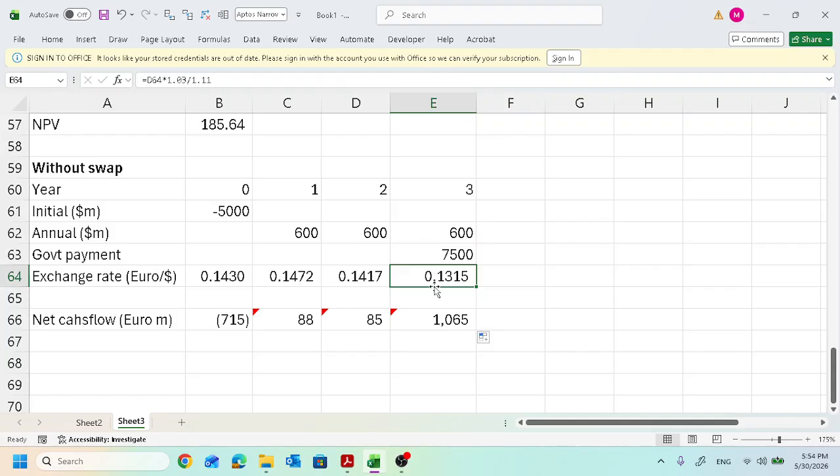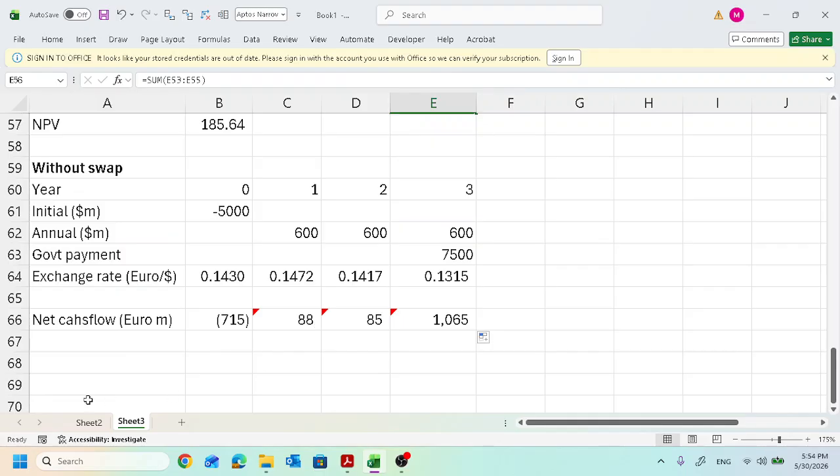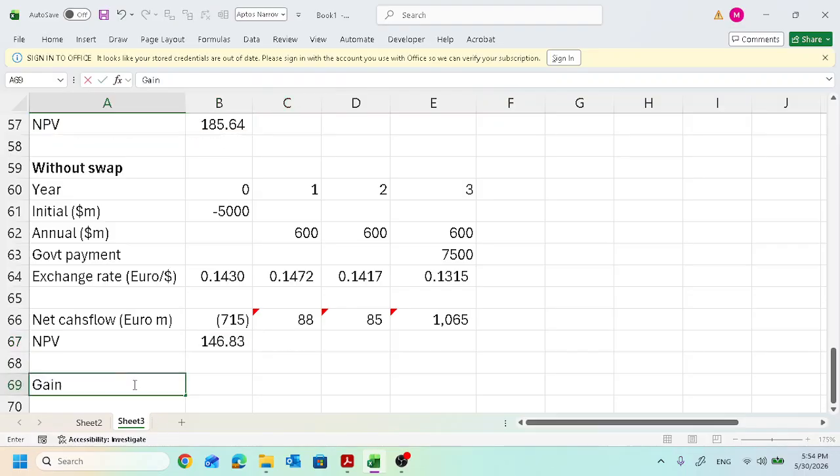Now look at the cash flow. Without the swap you get 1,065. If you have done the swap, it would have been 1,123. Definitely swap looks better in this case. They're asking how much is the gain. So you can again go with the NPV formula, copy paste, and you see the difference. Gain with the swap.